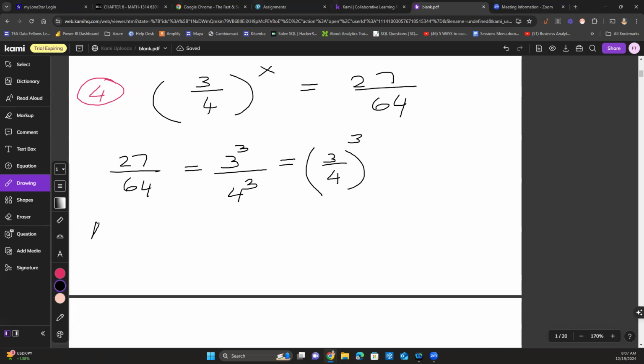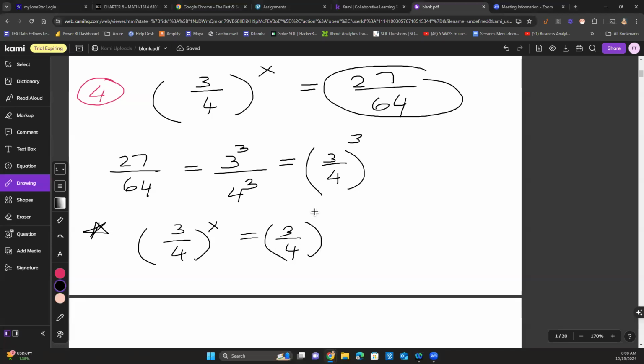When we go back to the question again, I have 3 over 4 to the power of x, and we didn't want to change this as 27 over 64. We wanted to rewrite it as 3 over 4 to the third power. Now, when I look at this exponential equation, they do have the common base. Because the bases are the same, that allows me to set the powers equal to each other. So the power on the first side is x, and I'm going to make it equal to 3, the power on the other side. So x equals 3 is what I need for question 4.